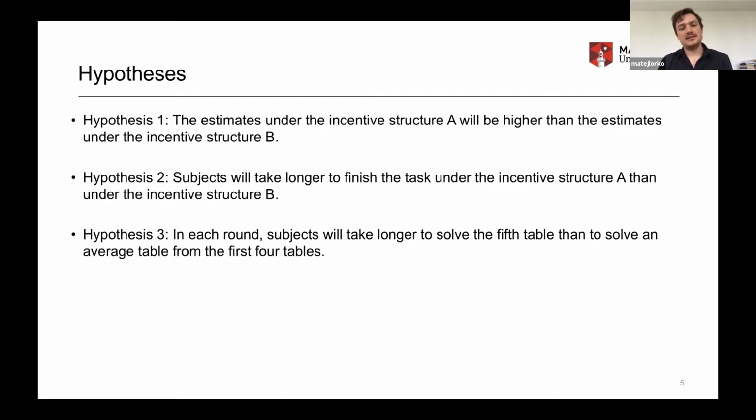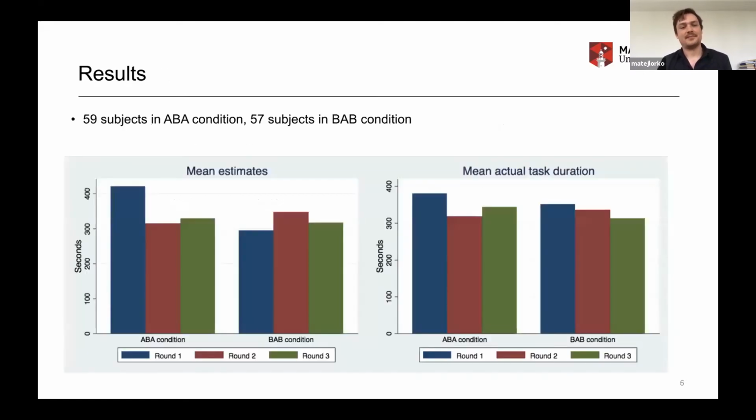And the final one speaks directly to the strategic behavior. And we believe that in each round, subjects will take longer to solve the fifth table than to solve an average table from the first four, right? So remember, in each round there are 5 tables, and we expected that they just go through the first 4 as quickly as they could, and then they start playing on the last one, right? So maybe slower than the progress, or just outright wait, right? Have the table prepared and wait to press the submit button at the right time.